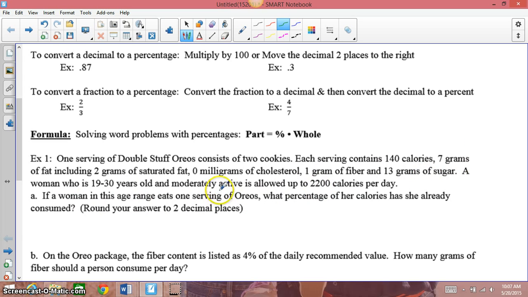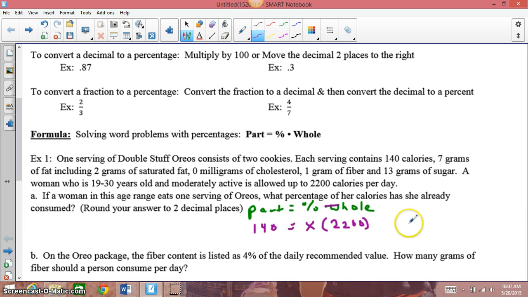So I'm going to use my formula here. Part equals percent times whole. And since the problem is asking you for the percentage, then you don't know that percentage, so I'm going to put an X underneath the percentage. And then you think about, okay, well, the part is the amount of calories that's been consumed with eating the Oreos themselves, and in this case it'd be 140 calories out of the whole amount of calories allotted, 2,200. So the Oreos give you 140 calories out of your total amount allotted, 2,200.